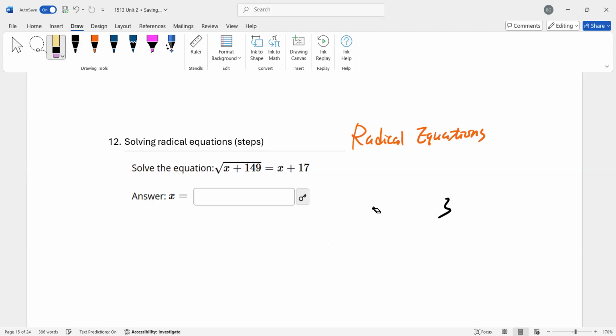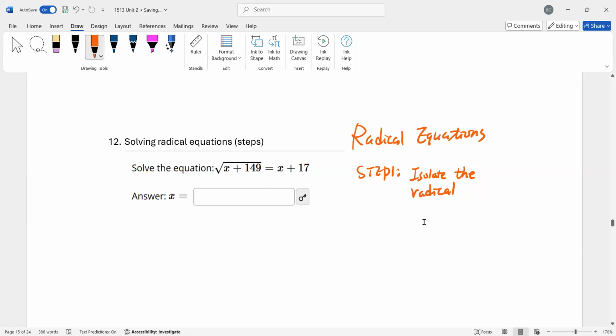Okay, we have a procedure. Step 1: observe to see how many radicals you have. The first step is to isolate the radical. If you have more than one radical, I'll show you later. We have questions that involve 2 radicals, then you isolate one of them. For this question, there's only one radical, square root of x plus 149, right?